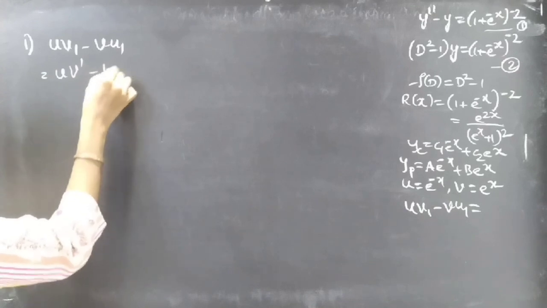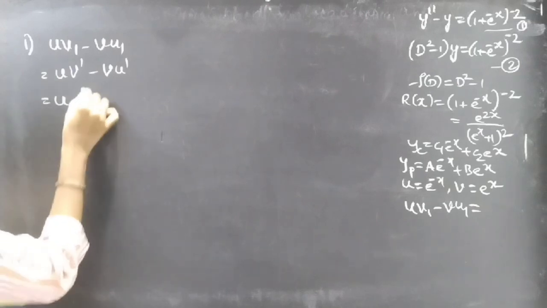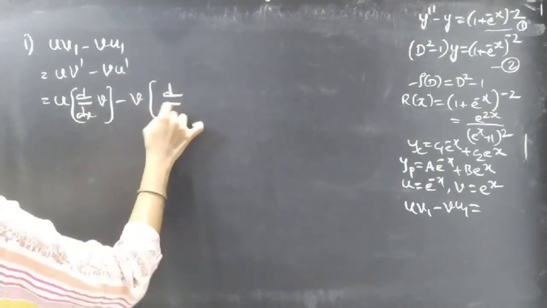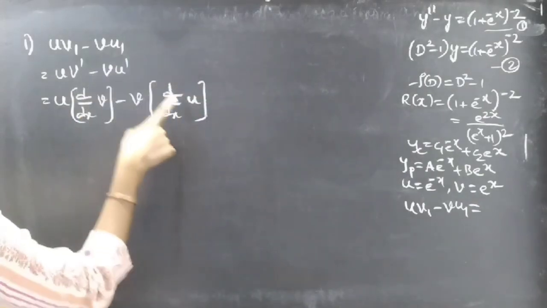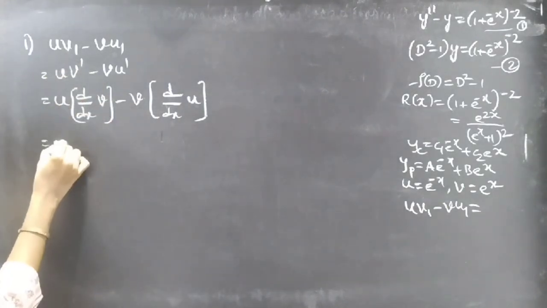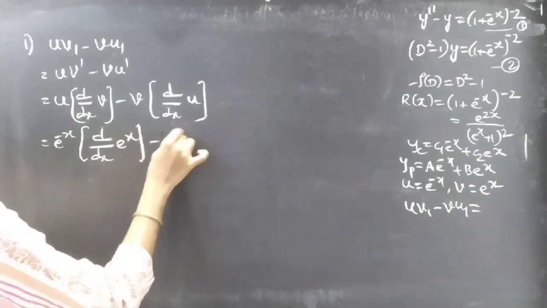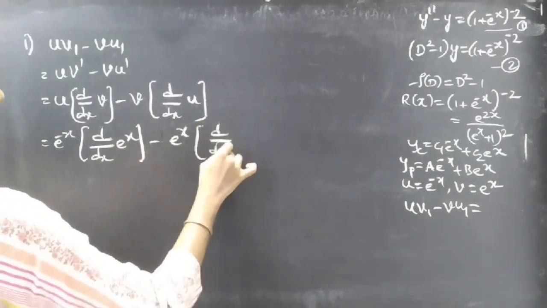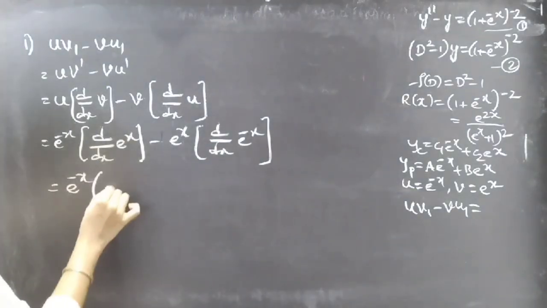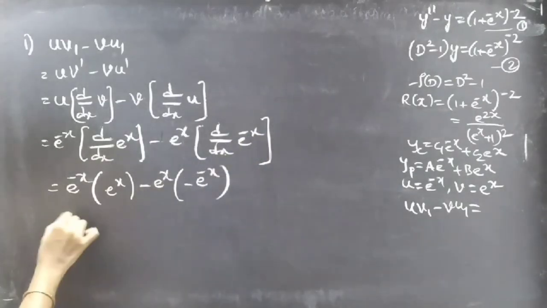v1 is nothing but v dash, or derivative of v, and u1 is nothing but derivative of u. So uv1 minus vu1 is u times the derivative of v with respect to x, minus v times the derivative of u with respect to x. Here u is e power minus x and v is e power x. This gives us e power minus x into derivative of e power x, which is e power x, minus e power x into derivative of e power minus x, which is minus e power minus x.